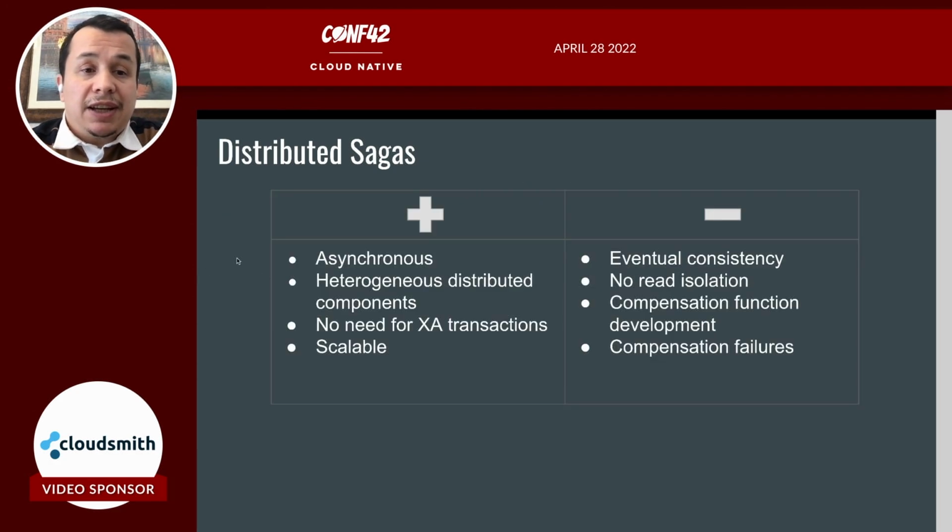Yeah, the advantages of these sagas are, as you know, that it is running asynchronously, and it doesn't need a homogeneous environment. It can run with heterogeneous distributed components, and also we don't need any XA transactions. We don't need anything XA specific, and it is also scalable because all of the services are running their own transaction or are responsible for their own transaction.